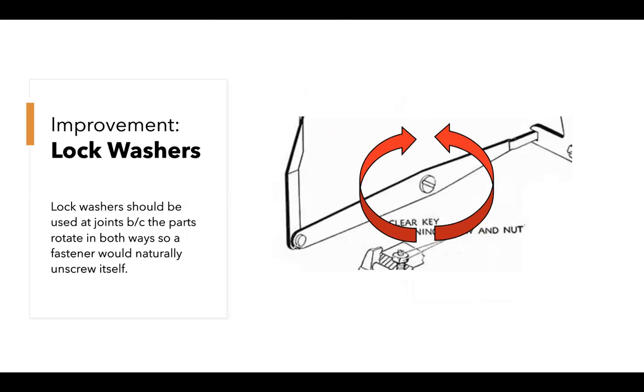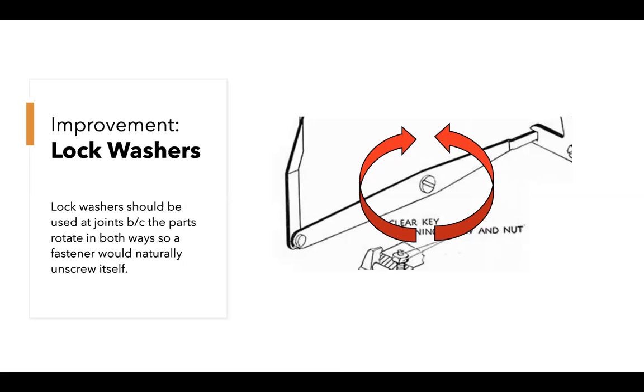The second improvement is to maybe use lock washers on a lot of the joints that rotate. So with a typewriter, the way it works is that each part is going to go up and then down. It's not a constant rotation in one direction. It rotates in both directions as you press the key up and down. So for the pieces that have rotating capabilities, the fastener or the nut that is connecting them to the shell of the machine is going to be rotating in both ways as well.